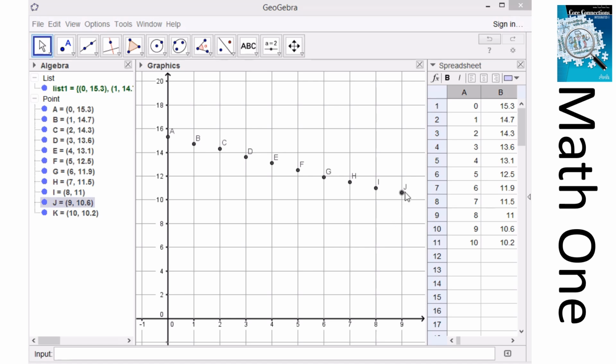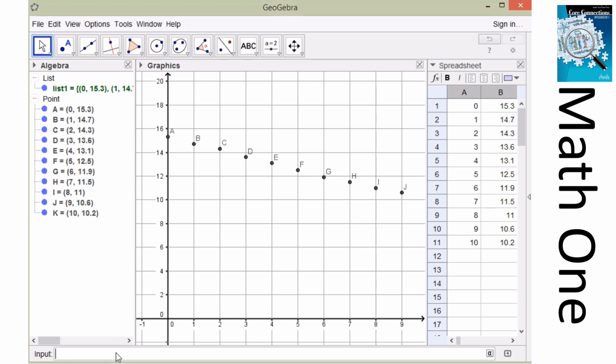If I was talking about the direction of this data set, it's decreasing, right? As x gets larger, y gets smaller, so it's sloping downwards. The shape definitely looks linear just looking at the data right there, so I would say it's linear. And I would say that it's pretty strongly correlated.